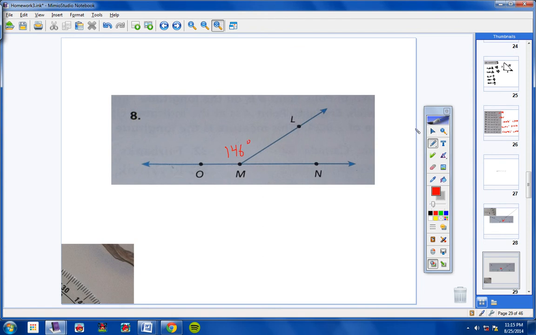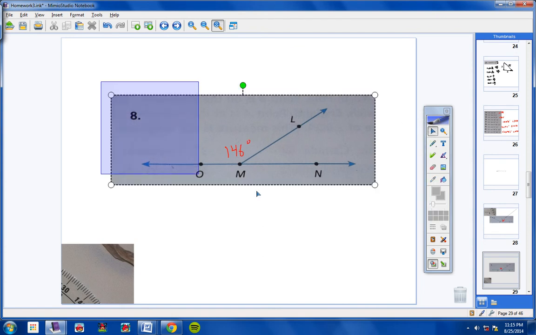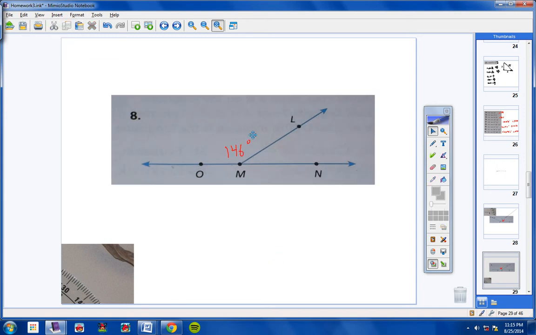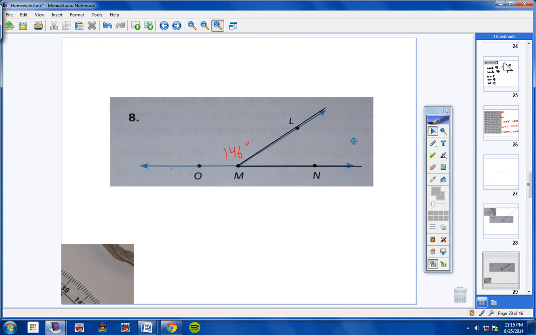Now, to be honest with you, mathematically we could find this other angle very quickly because these two angles do have to add up to 180 degrees, but I'm just going to go ahead and do it this way. I'm going to copy this angle right here, and that's decently close and not bad.